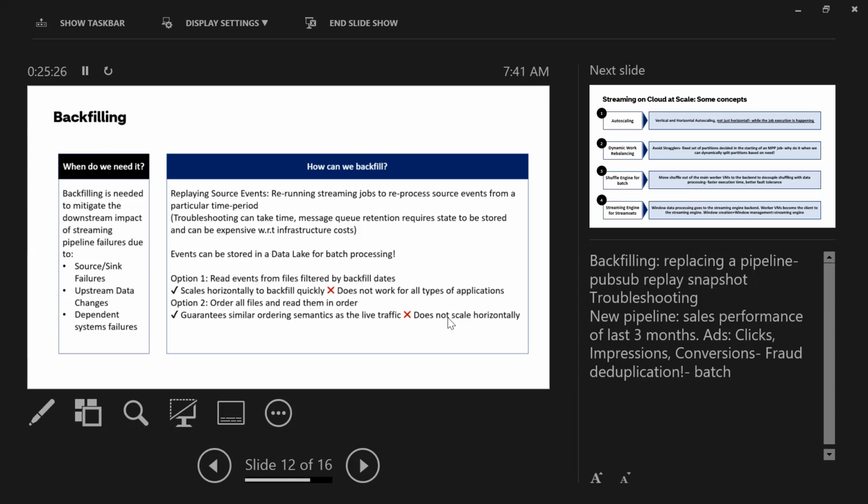One of the easiest ways to do the backfilling is storing the state of streams in your messaging queues or in your PubSub or Kafka, and both of them have the capacity to persist the state of your streams and you can replay them.